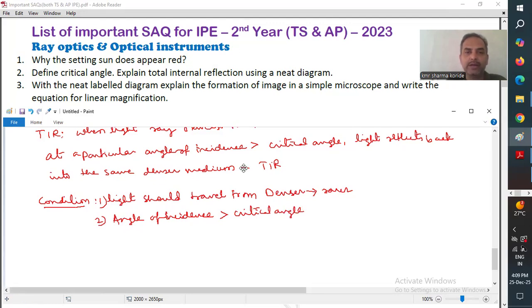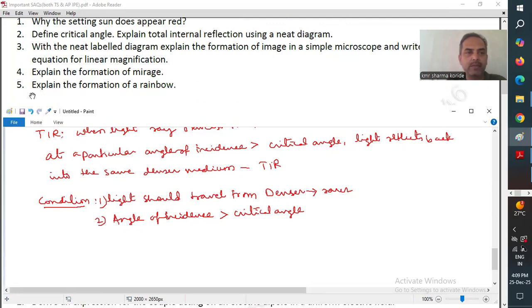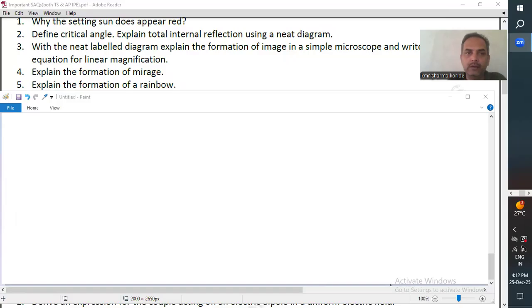Okay, so let us continue. Instead of question number 3, let us continue with the explain question, because this fourth question is a continuation of TIR only. Explain the formation of mirage. I will explain questions number 3 and 5 afterwards. So let us continue with 4. The question is, explain the formation of mirage.